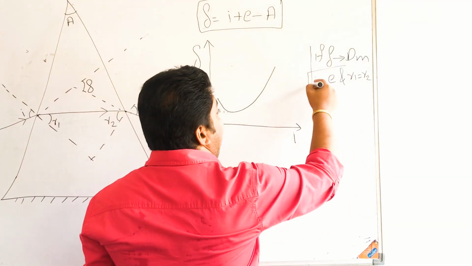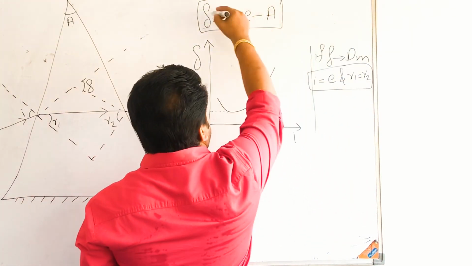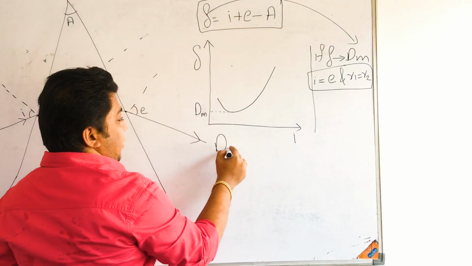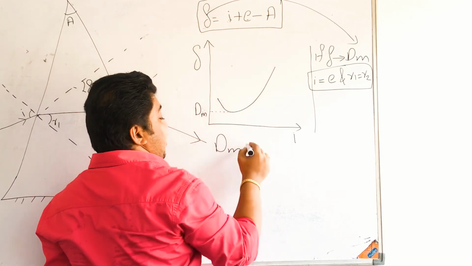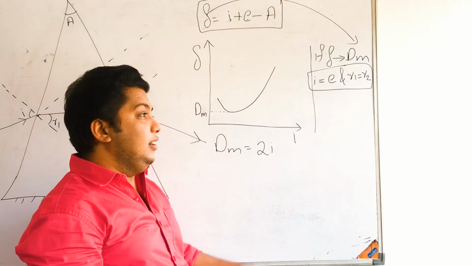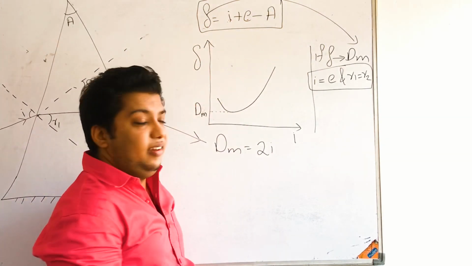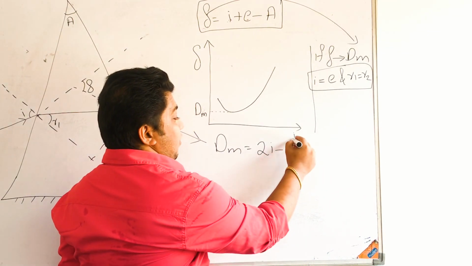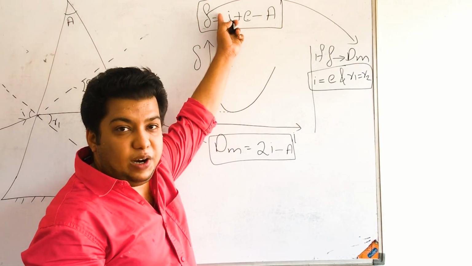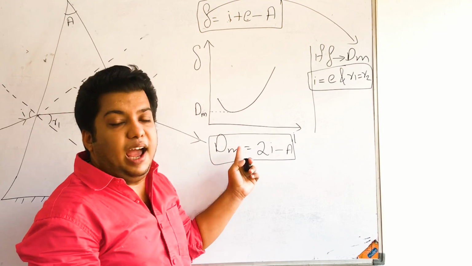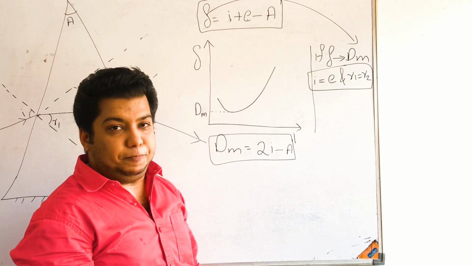Using these identities, we can rewrite this equation. When delta tends to Dm, I and E are the same, therefore I plus E is equal to 2I. So I plus E becomes 2I, and the equation becomes Dm equal to 2I minus A. This is the expression for angle of deviation, and it is the expression for angle of minimum deviation, where Dm represents the angle of minimum deviation.